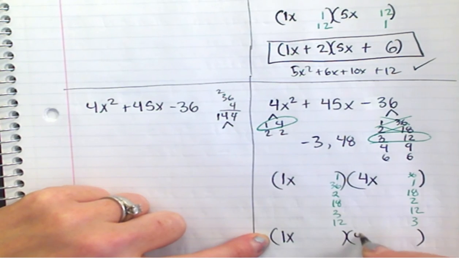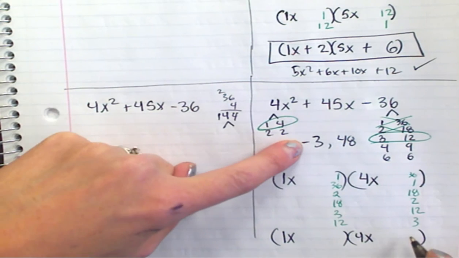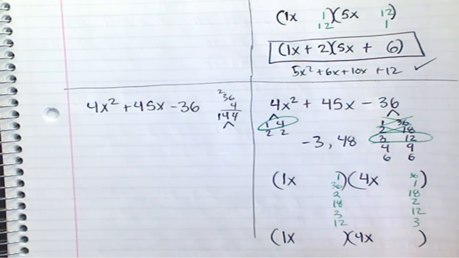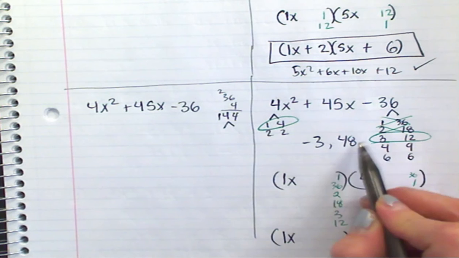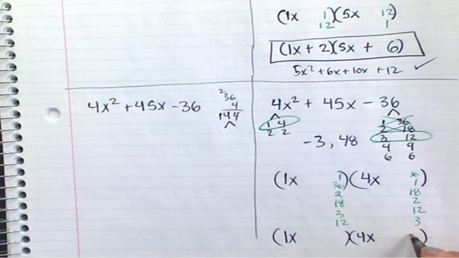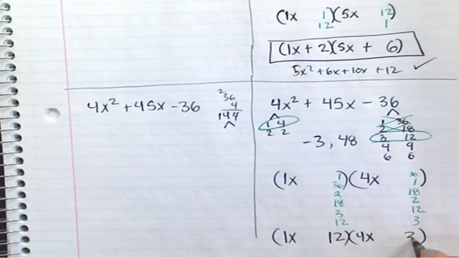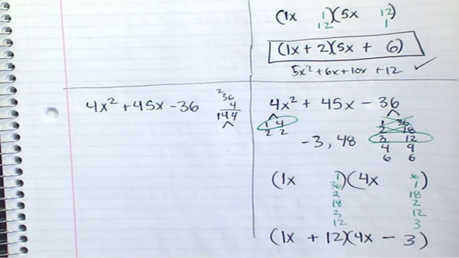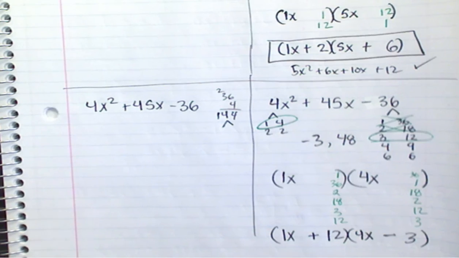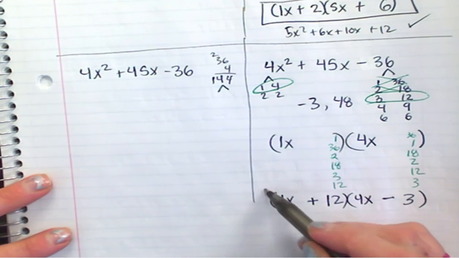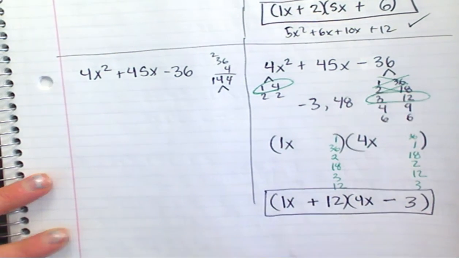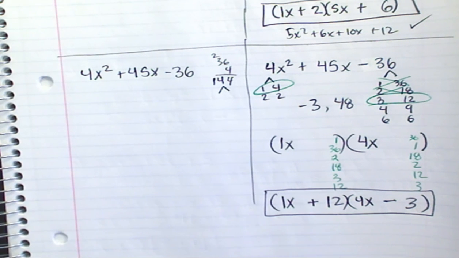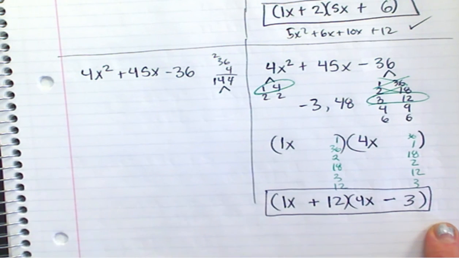So 1x and 4x, I need to get, so look what I'm circling. I need to use 3 and 12. I need to have a positive 48 and a minus 3. Can you do grouping? Yes. It's kind of slow. And this starts out slow until you practice it.